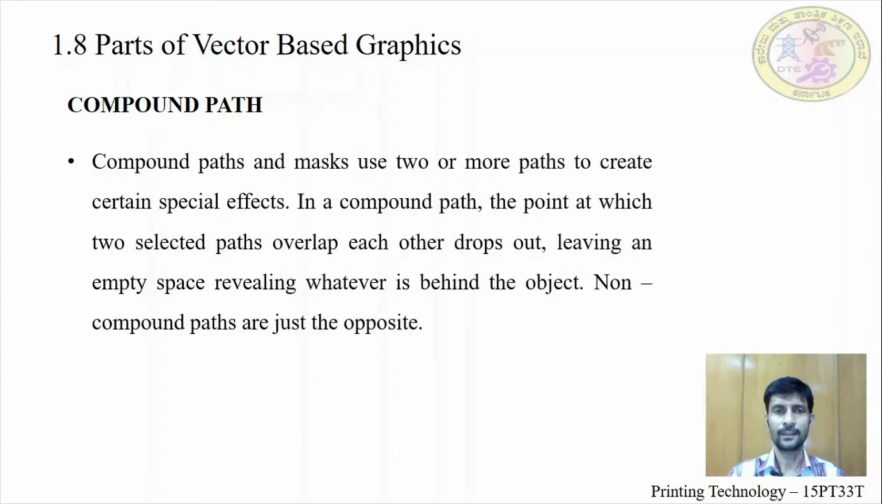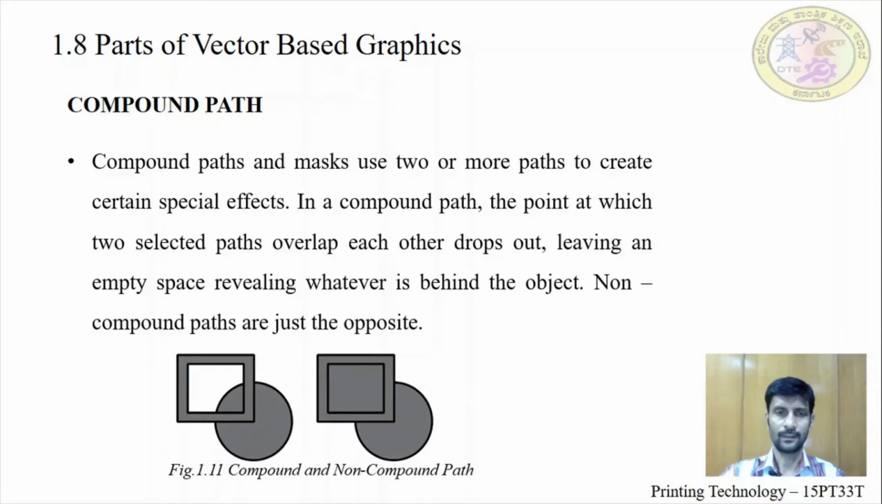Compound path and mask use two or more paths to create certain special effects. In a compound path, the point at which two selected paths overlap each other drops out, leaving an empty space revealing whatever is behind the object. The non-compound paths are just the opposite of that. This figure will show you the non-compound path and the compound path. Now I will show you how to create a compound path in Illustrator.